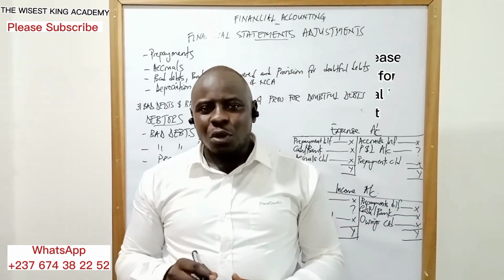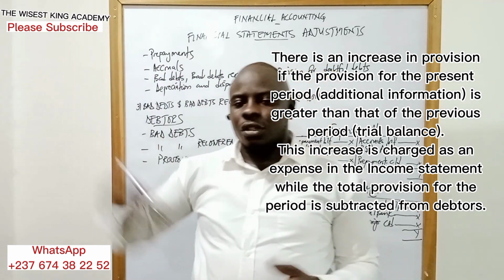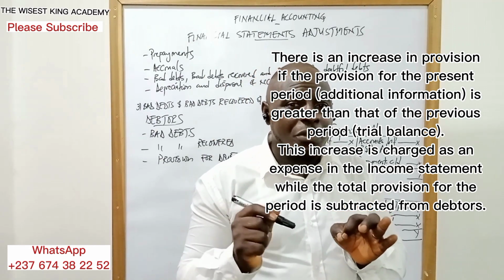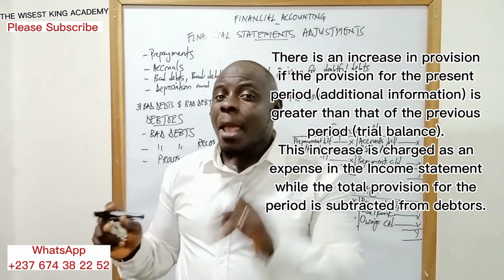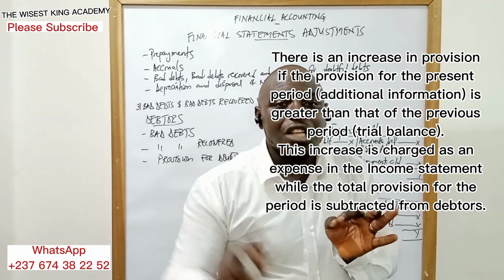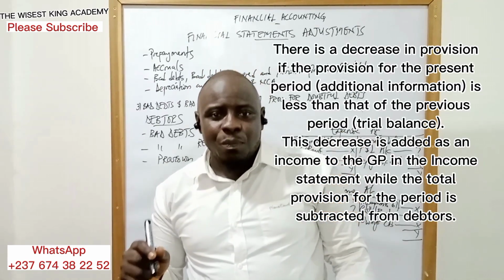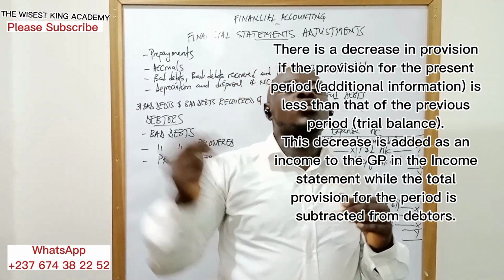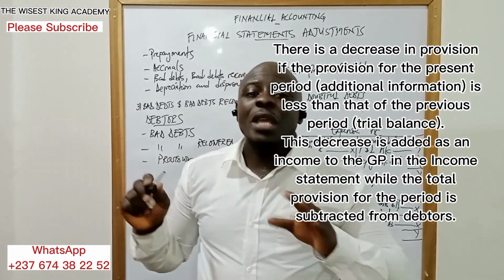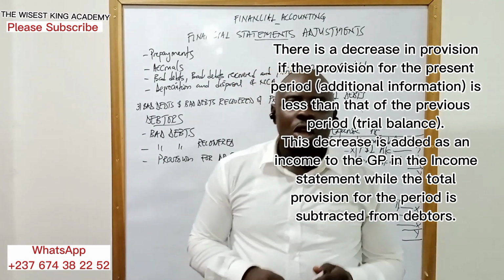There is an increase in provision if the provision made for the period is greater than that of the previous period. The increase in provision is charged as an expense in the income statement. Meanwhile, the total provision for the period, the one in the additional information, is subtracted from debtors. On the contrary, if there was a decrease in provision, this decrease is added to the gross profit as an income. The total provision for the period is subtracted from debtors in the statement of financial position.